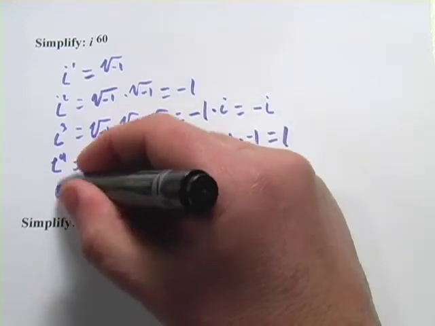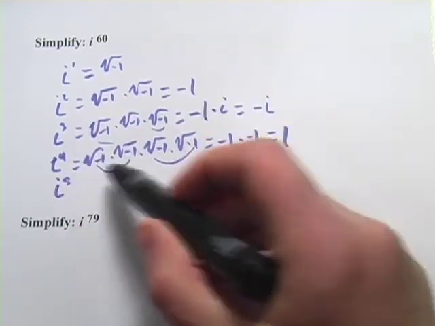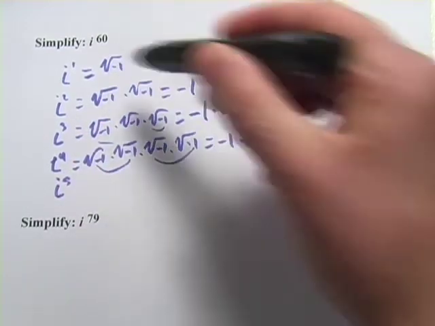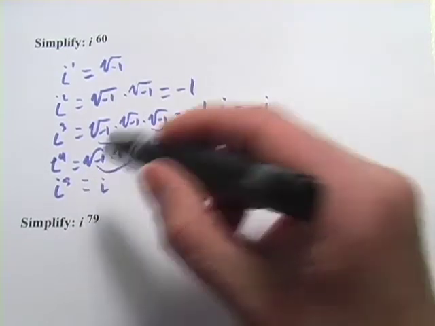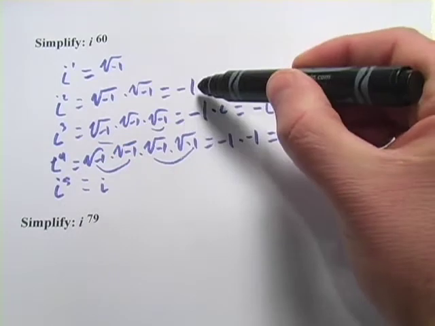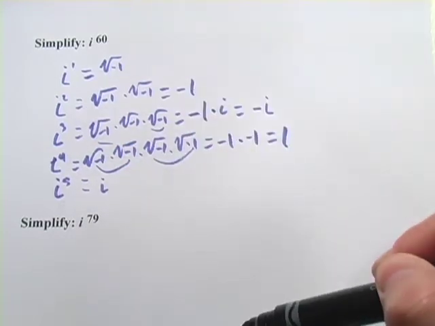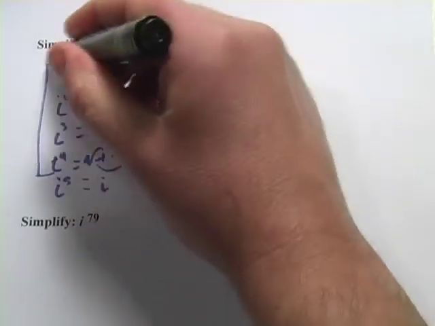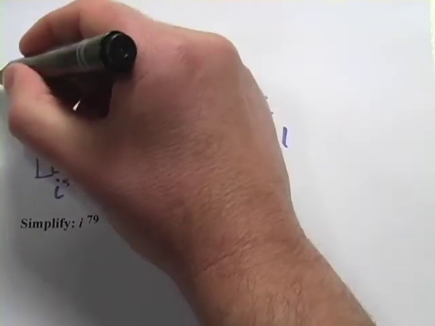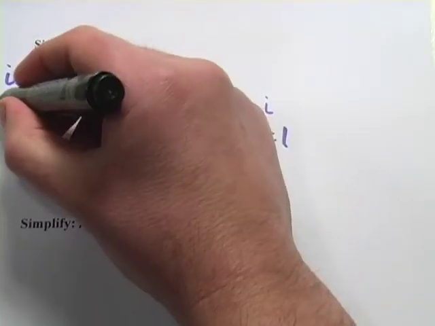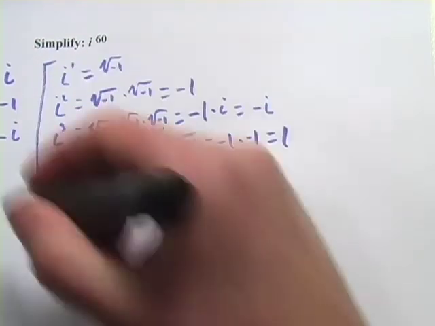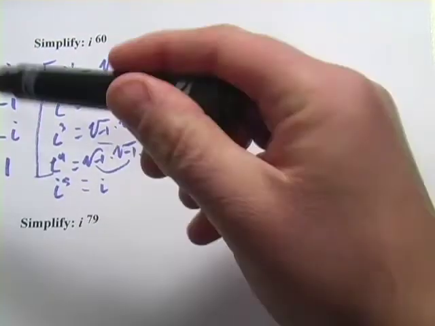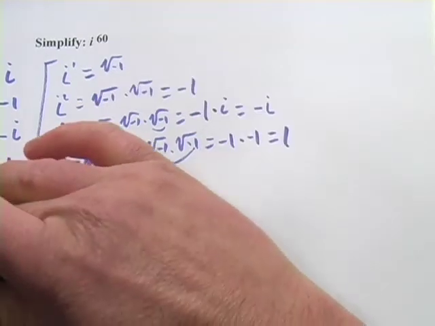And then if I go i to the fifth power, well, it's all of that times 1 more, so it's 1 times square root of -1. Well, that's just going to be plain old i again. And if you go i to the sixth power, you end up with -1. The whole series just repeats itself. So it's a 4-step series. You have i, -1, -i, and +1. And that just keeps repeating itself and repeating itself.